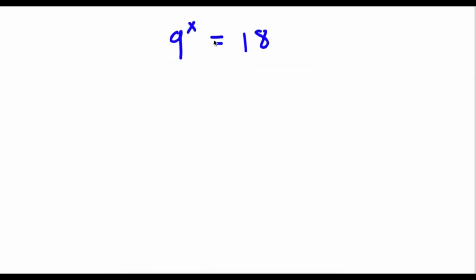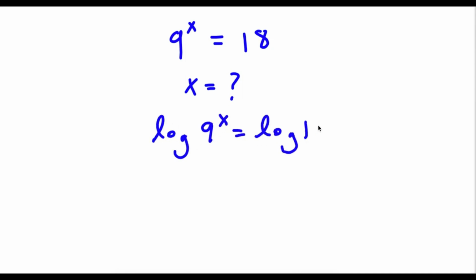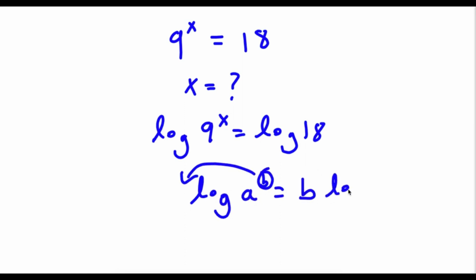So I have 9 to the power of x is equal to 18, and I want to find the value of x. So the first thing I'm going to do is take the log on both sides. So now I have log 9 to the power of x is equal to log 18. And now if I have something in the form log a to the power of b, I can move this exponent of b to the front of the logarithm. So this would equal b times log a.